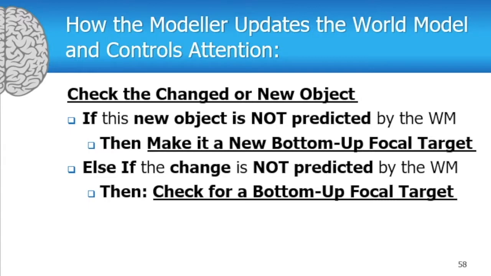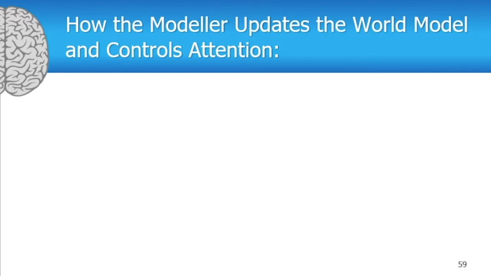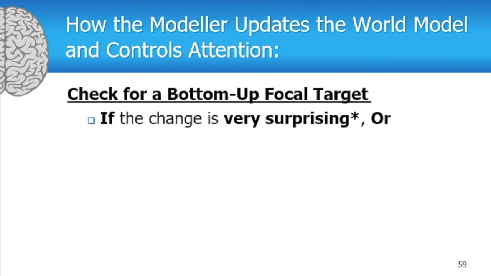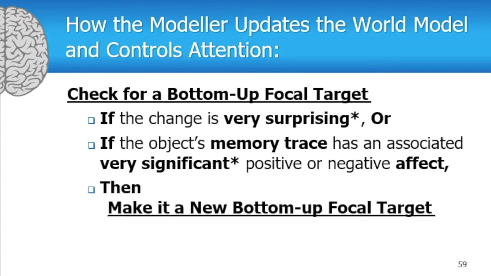On the other hand, if the new or changed object was exactly what the world model predicted, then there is nothing to see here, and we are not making a new bottom-up target, so we should just deactivate the diffuse attention schema arrow location and continue to process the next new or changed object. If the changed object was not predicted, then we want to do some further checks on the object. So, if the change to the object is very surprising, or if the object has a memory trace that has an associated very significant positive or negative affect, then we want to try to make it a new bottom-up focal target.